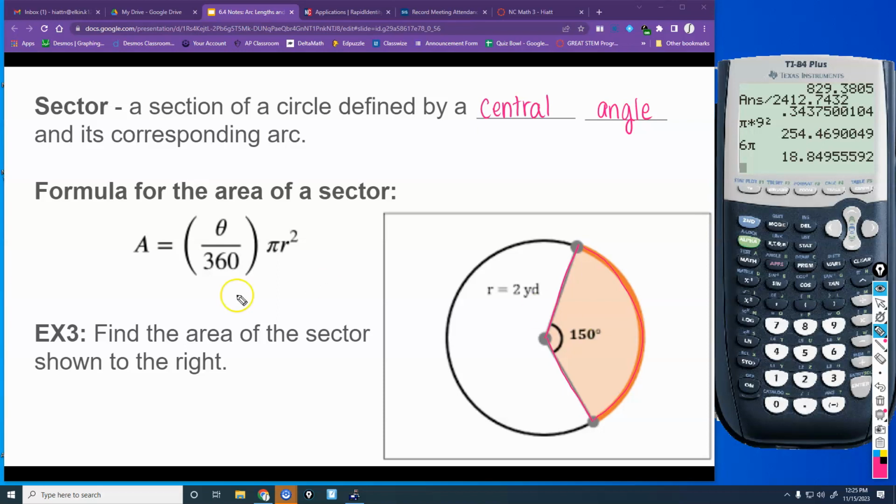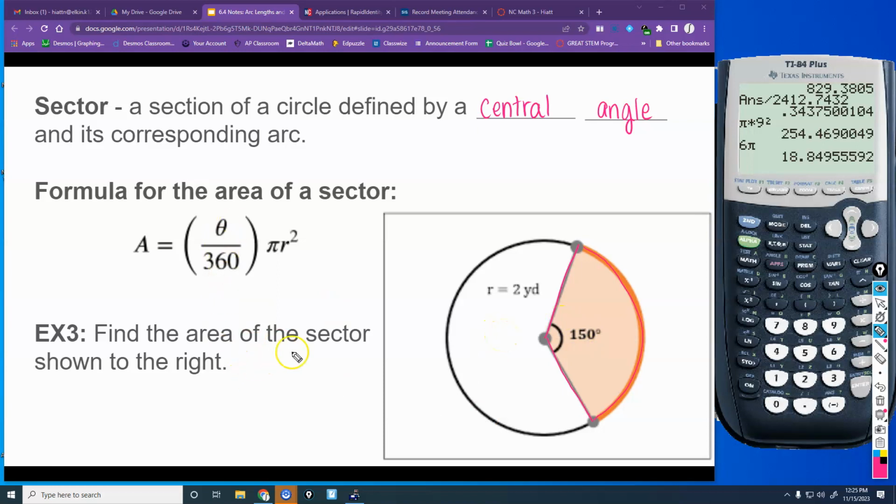So the formula for this is going to be theta divided by 360 times pi r squared. Basically, you're just finding a fraction of the area, right? We don't want the area of the whole circle. We only want the area of this piece of the circle. And in a circle, we have 360 degrees total, but we only want 150 of it for this particular problem.